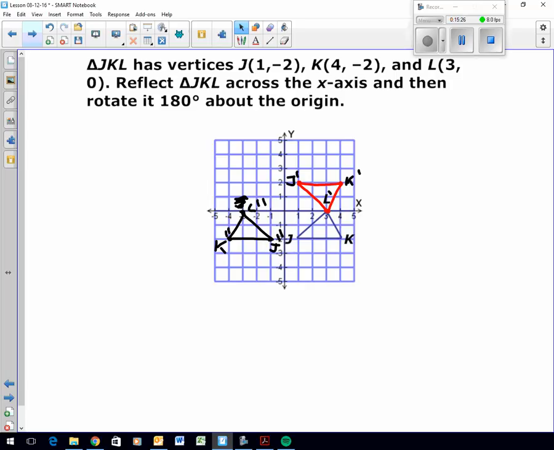When you do a line reflection, this is a line reflection, you should not use a prime for your very first transformation.